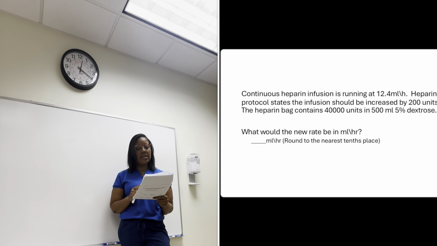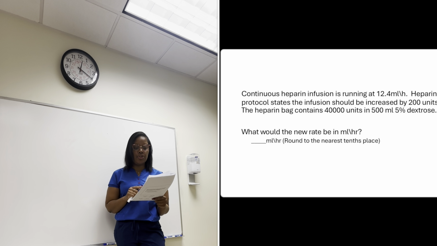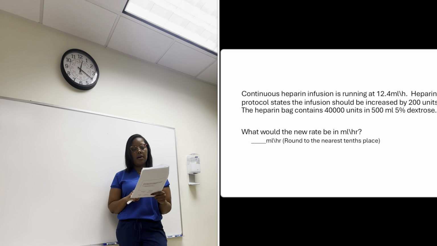All right, so the problem says the continuous heparin infusion is running at 13.6 mLs per hour. The heparin protocol states that the infusion should decrease by 200 units per ml per hour. I'm sorry. Should I start over? I'll go ahead and start over.